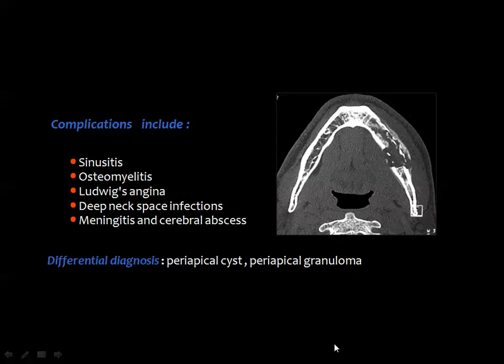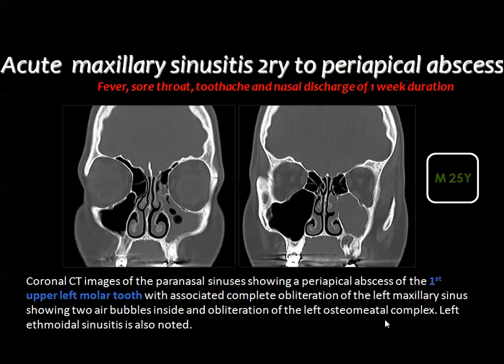Then the complications of dental infection may proceed upward to the paranasal sinuses, leading to sinusitis, or spread locally, leading to osteomyelitis, or spread to the mouth floor muscles, leading to angina, or extend into the deep neck spaces, or may reach the intracranial area, leading to meningitis and cerebral abscesses.